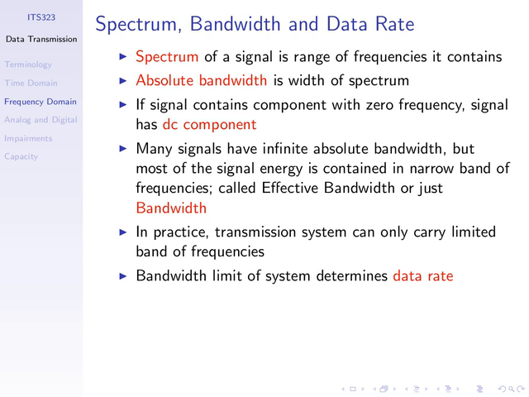3 components with frequencies 100, 300, 500 Hertz. First component has a peak amplitude of 1. It's 1 times sine 2 pi t. Therefore, we just simply plot an impulse at that frequency with that amplitude.